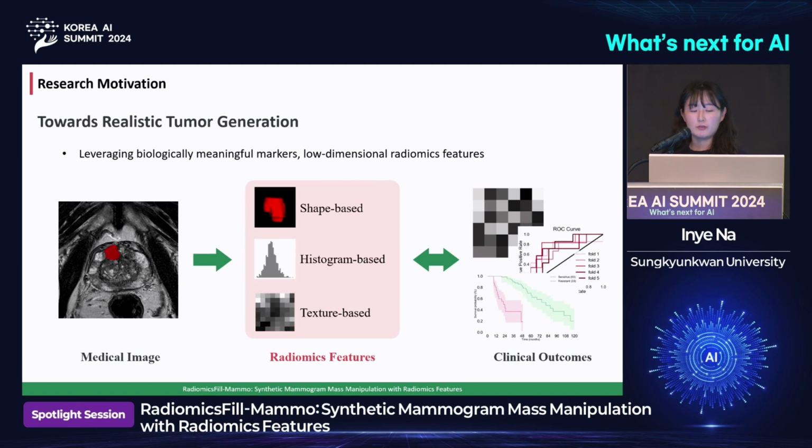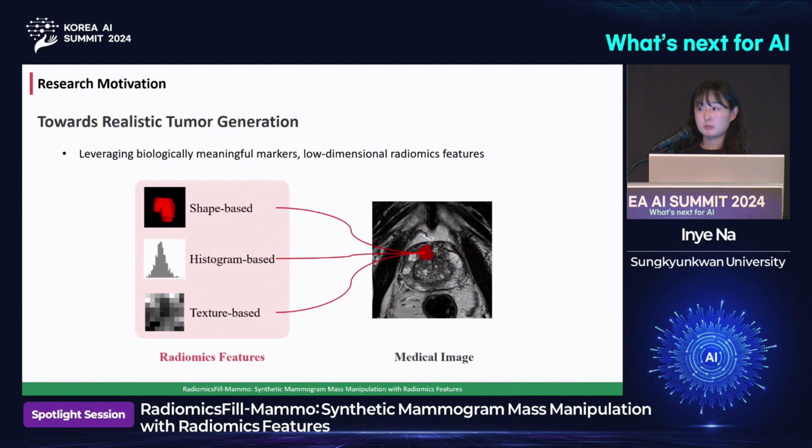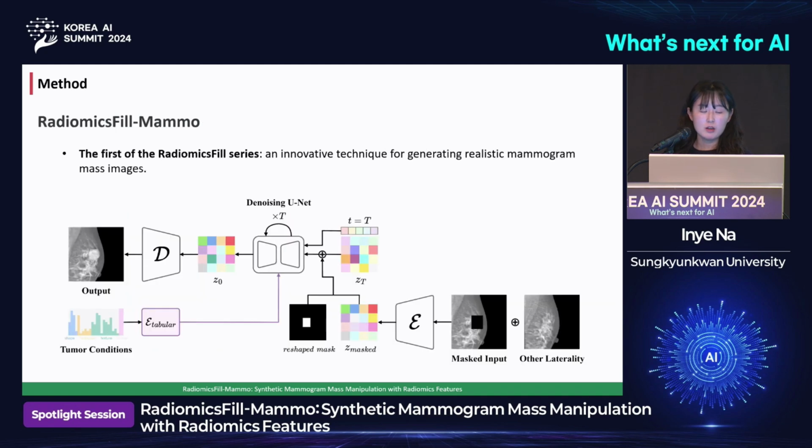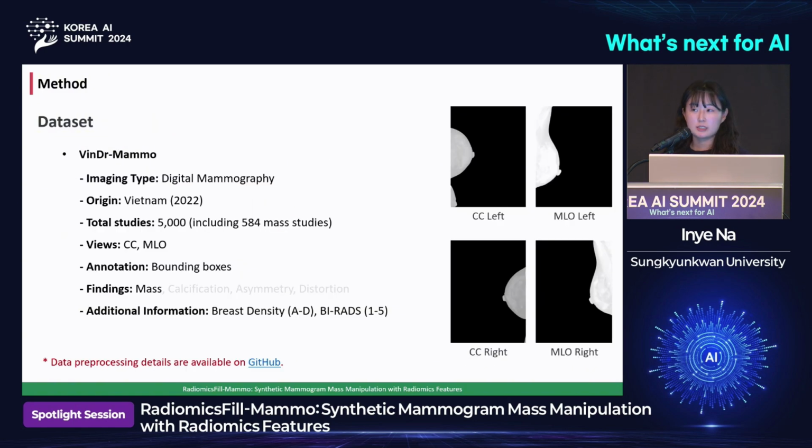Radiomics features are often used to bridge high-dimensional medical images and clinical outputs. They are biologically meaningful markers and low-dimensional. We reversed this process and used them as conditions to generate synthetic tumors in medical images. The first result of this approach is Radiomics-Guided Mammo, a method to generate realistic masses in mammograms, which are X-ray images of the breast. For our experiments, we used the public digital mammography dataset.